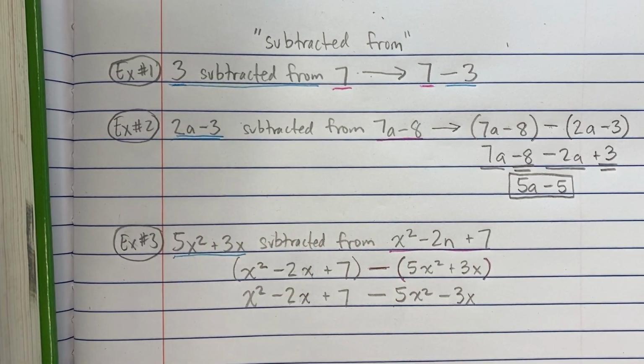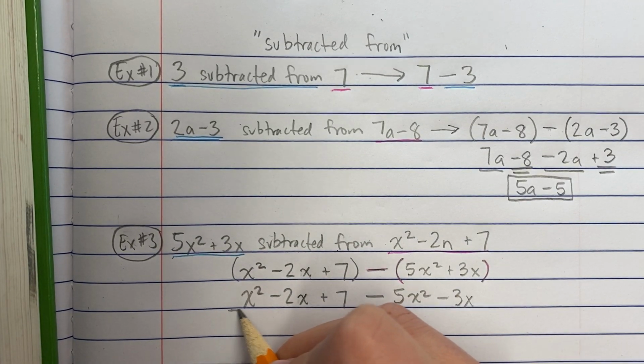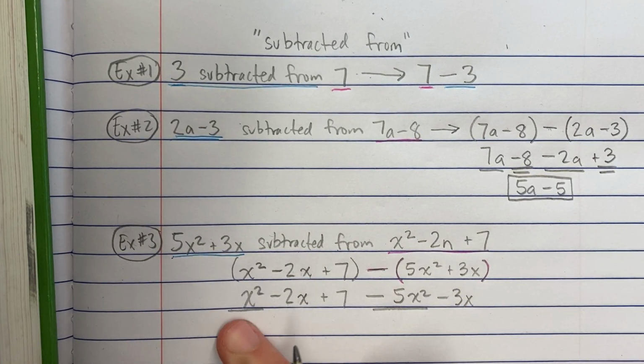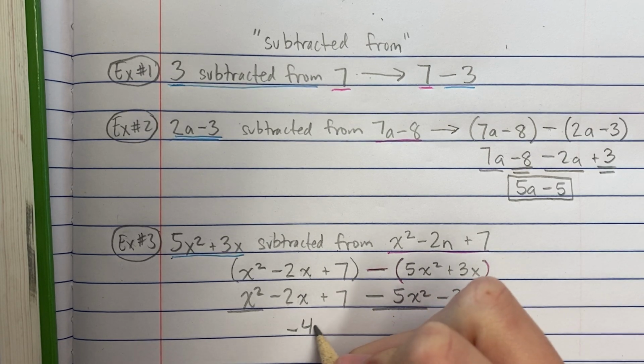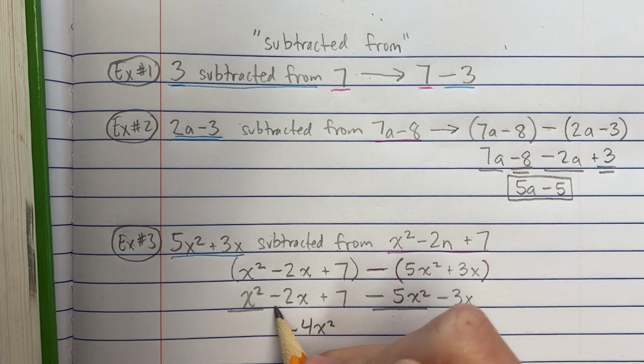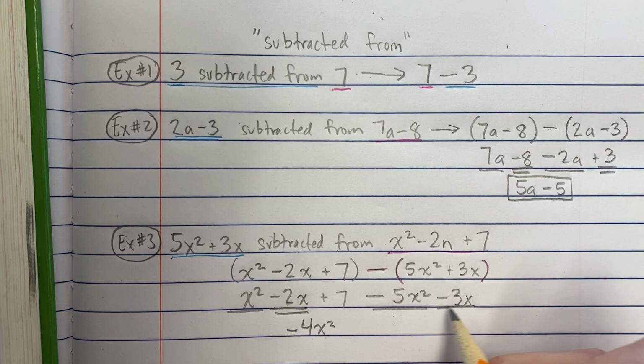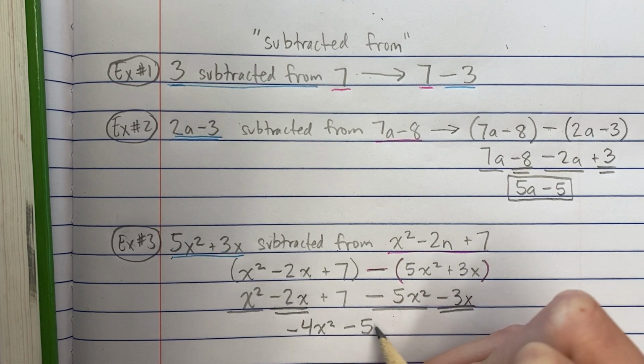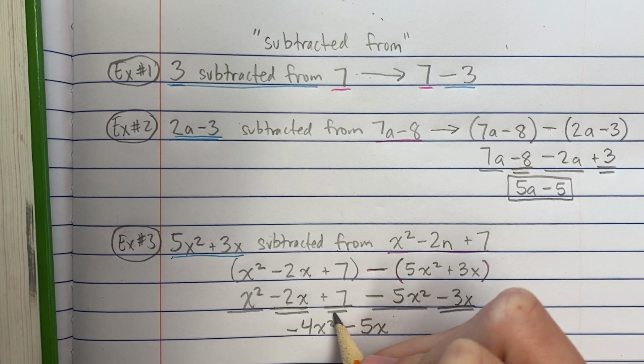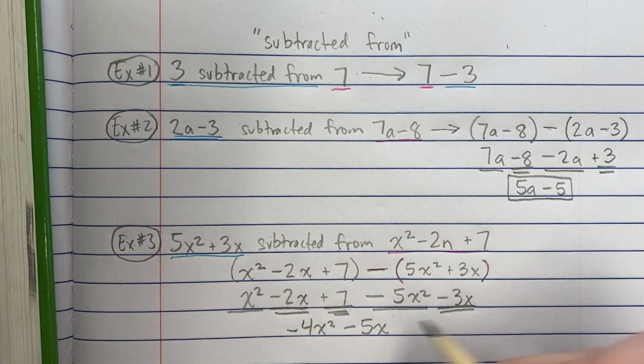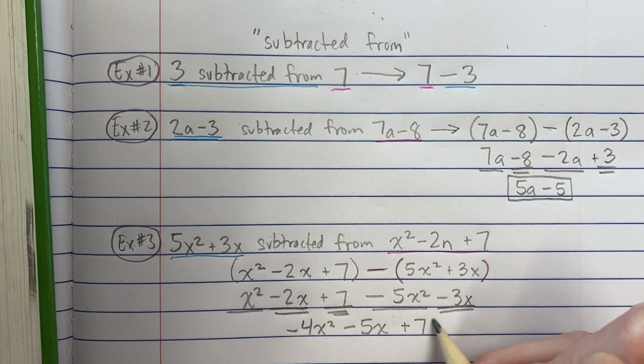Okay, let's combine like terms. This is 1x squared minus 5x squared. 1 minus 5 is negative 4x squared. Negative 2x is like terms with negative 3x. That's 2 negatives, 3 more negatives, a total of 5 negatives. And then this 7 doesn't have any other like term, so I'm just going to write plus 7.